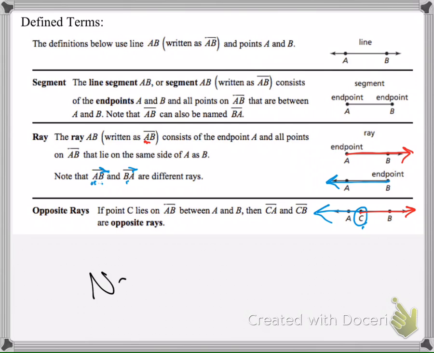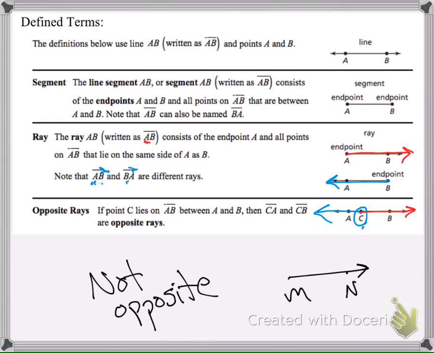It's important to note what is not opposite rays. Let's say I had a ray starting here and going this way. Let's give it a different name instead of A and B, we're doing a lot of A's and B's. Let's say M, and then here's point N. And then I have one that goes from M in this direction, point P. Those are not opposite rays because they're not all on the same line. It needs to be on the same line for them to be opposite.